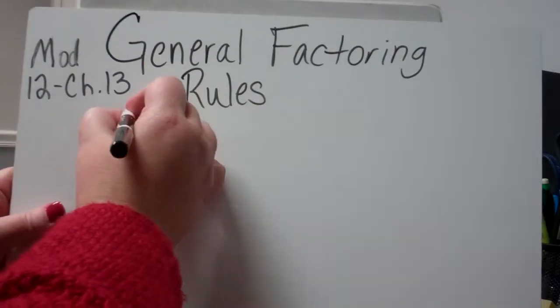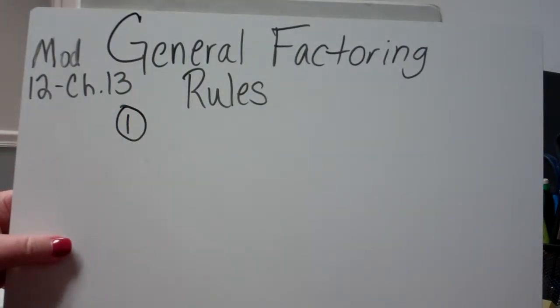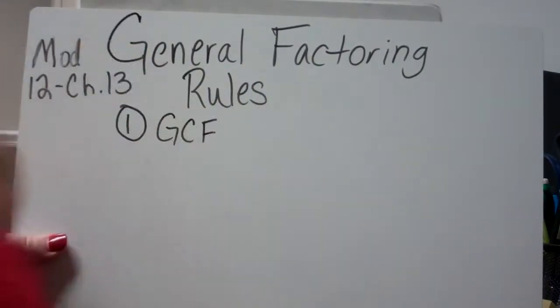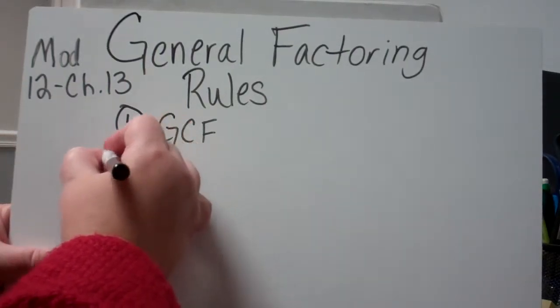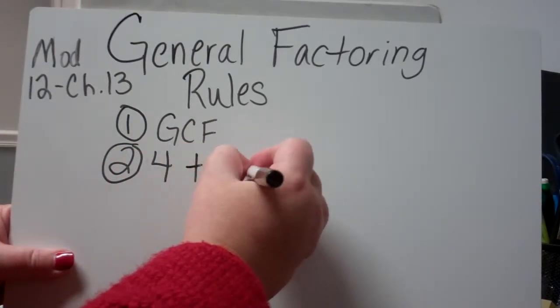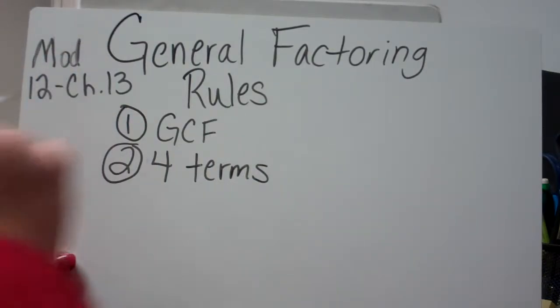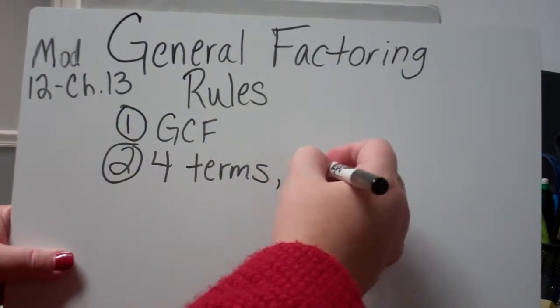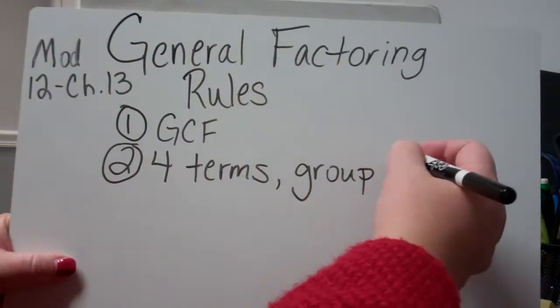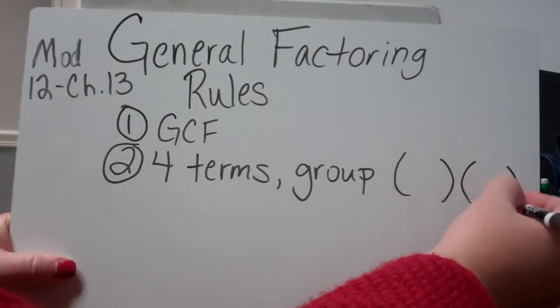First of all, the first thing that you're always going to do when you're factoring is look for the greatest common factor, the GCF. All kinds of polynomials that need to be factored, you should start there first. Second, if there are 4 terms, then you should group. That's grouping with parentheses. Okay?